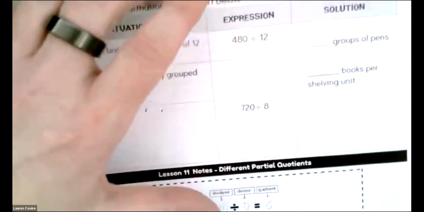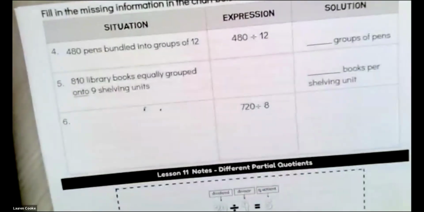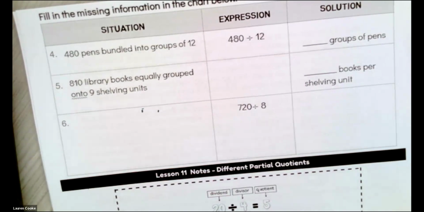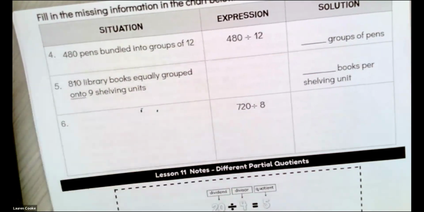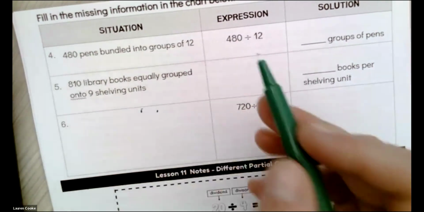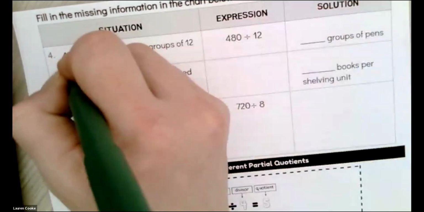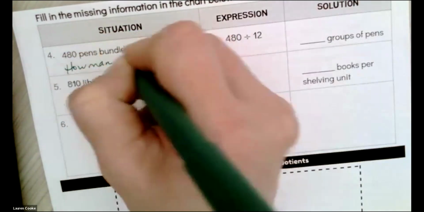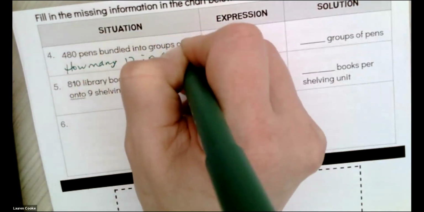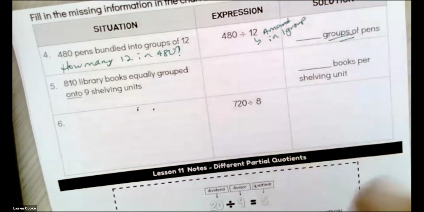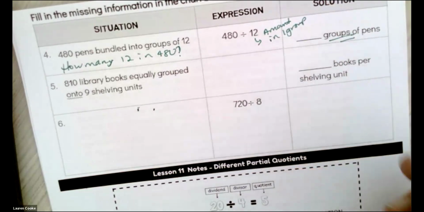Okay. This is some of my favorite work here, because we have to always rephrase. Every single time you read a problem, rephrase the problem. This says 480 pens bundled into groups of 12. So if the expression is 480 divided by 12, it's how many groups, how many 12s in 480. Okay, that's what I need to know. And then that's the number of groups, because this is the amount in one group. And that's what division gives us.